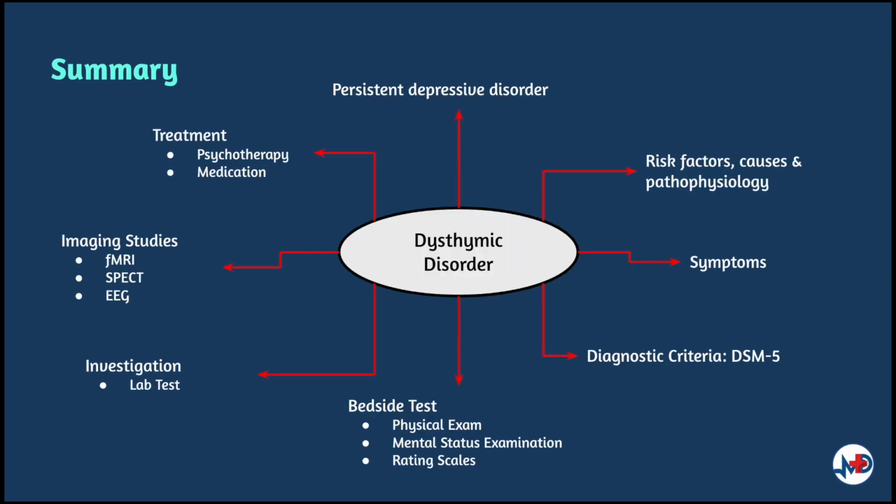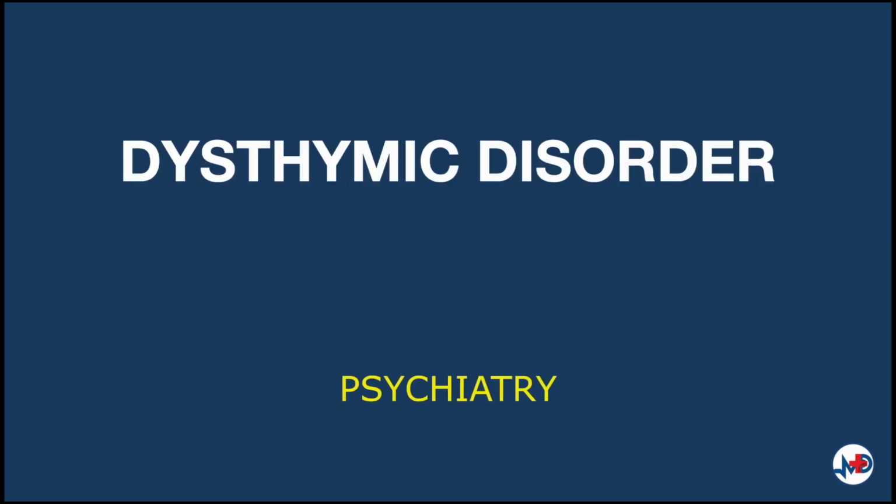So to summarize, we have understood that dysthymic disorder is a persistent depressive disorder. We have looked at the risk factors, causes, and pathophysiology, as well as the symptoms and the diagnostic criteria based on the DSM-5 criteria. We've looked at the assessment tools that can be used, as well as the techniques, which include excluding medical and substance abuse problems. We have looked at the roles of imaging studies, and finally, the treatment modalities, which is a combination of psychotherapy and pharmacotherapy. We have come to the end of this session.